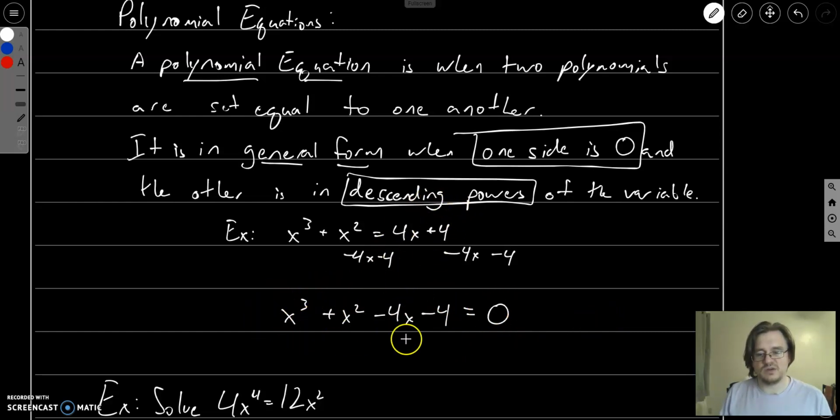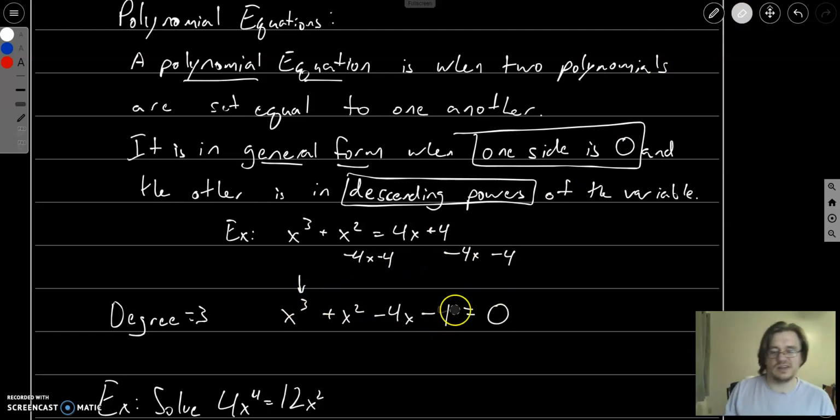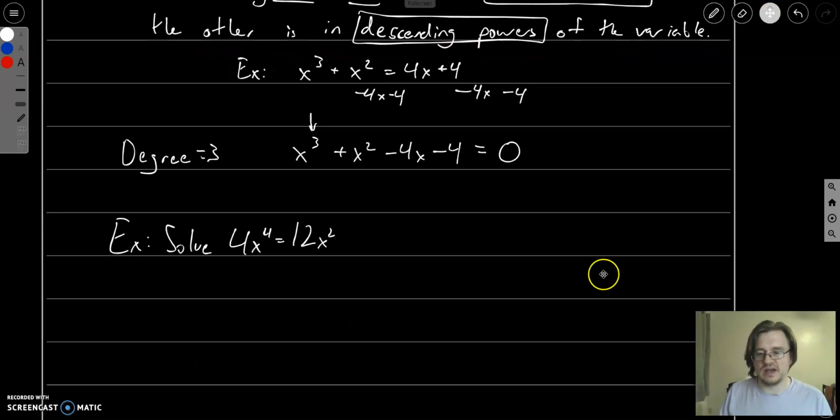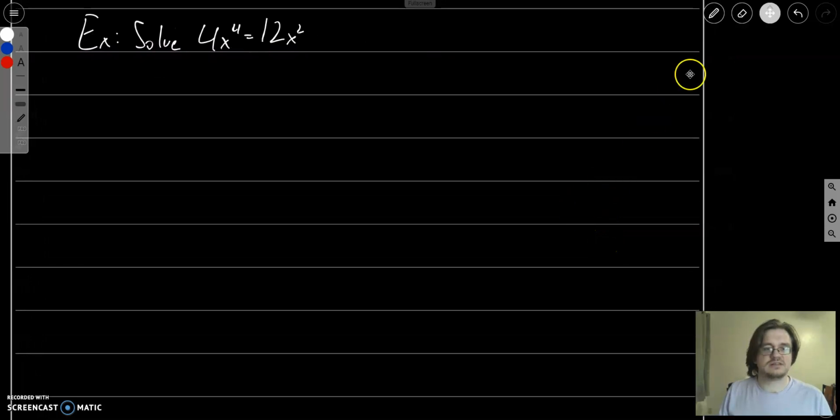So notice that not only is the right half of this 0, but these powers are in descending order. We have the x cubed, x squared, x by itself, and no x, so it decreases. Also, the degree is something that we've looked at before, and the degree of this polynomial equation is going to be equal to 3, and that is just the highest power of x that we see in the equation, or y, or whichever variable we're looking at. The degree will just be the highest one. So let's just practice solving a polynomial equation.